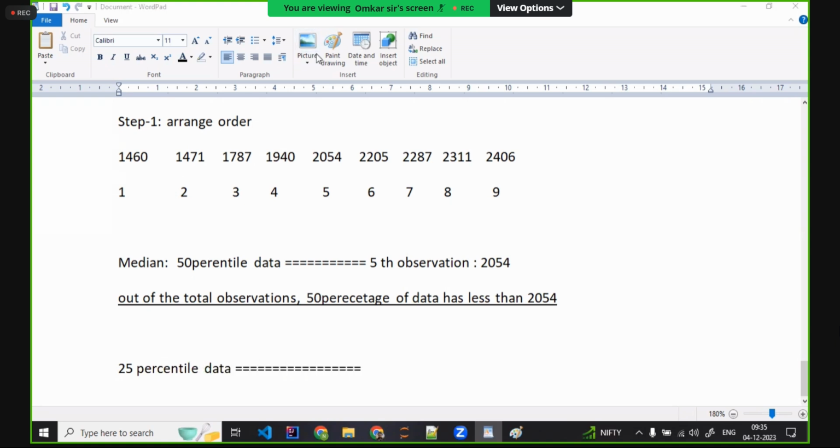Third observation. Pakka, Shankar? Tell me. Pakka third observation? No? 2.5 observation? Third observation. Third observation you are saying. So third observation. What could be the value? 1787. How the third observation? Tell me.